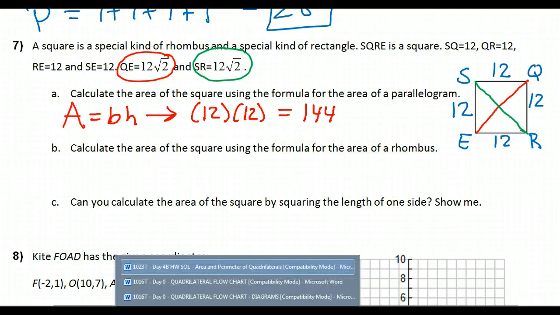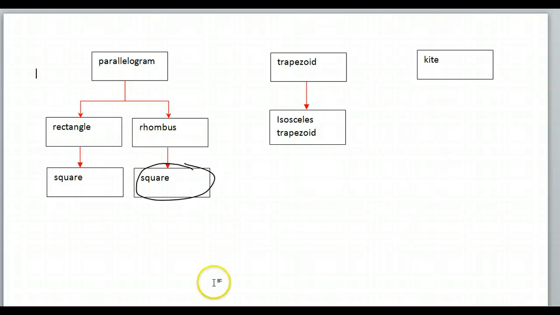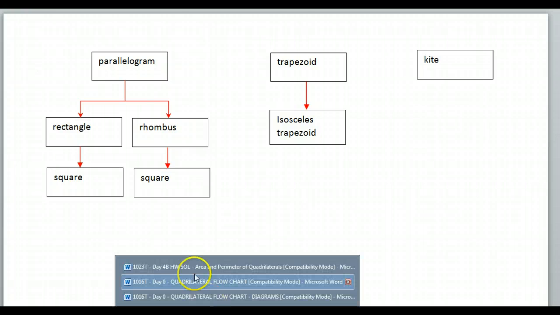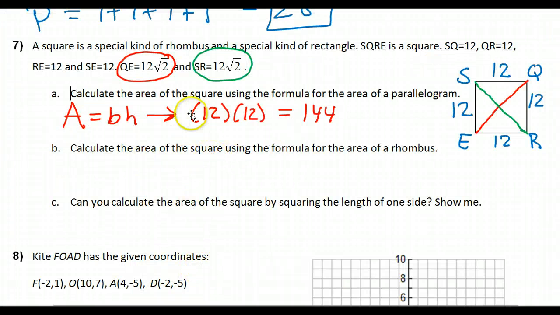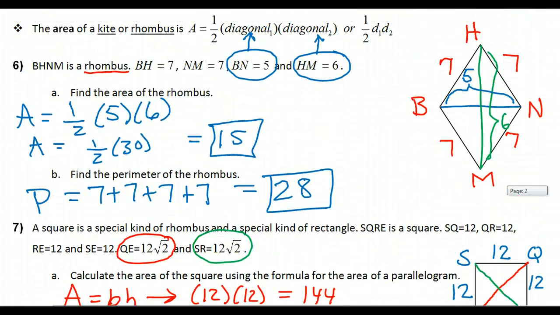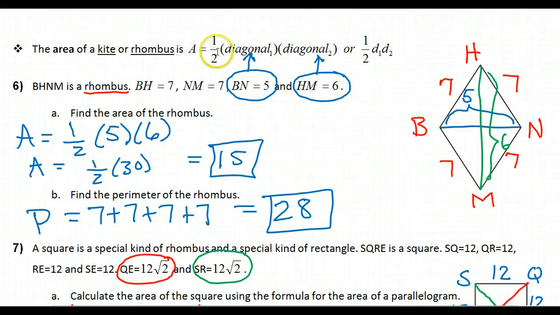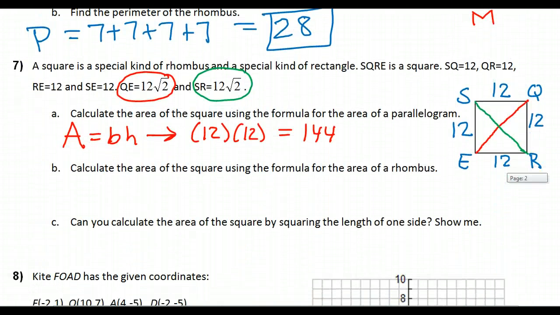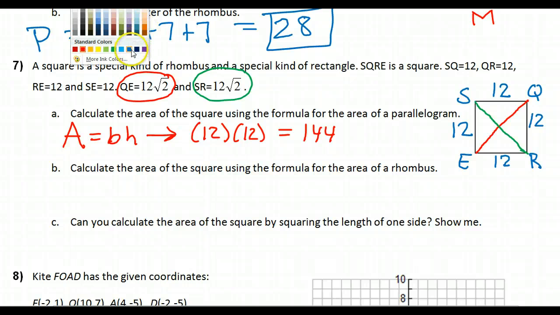On the other hand, calculate the area of the square using the formula for the area of a rhombus. Well, look, a square is a rhombus. It's a rhombus and a parallelogram. So I should be able to use the rhombus formula if I wanted to find the area. We just learned that the area of a rhombus is 1/2 diagonal times diagonal.